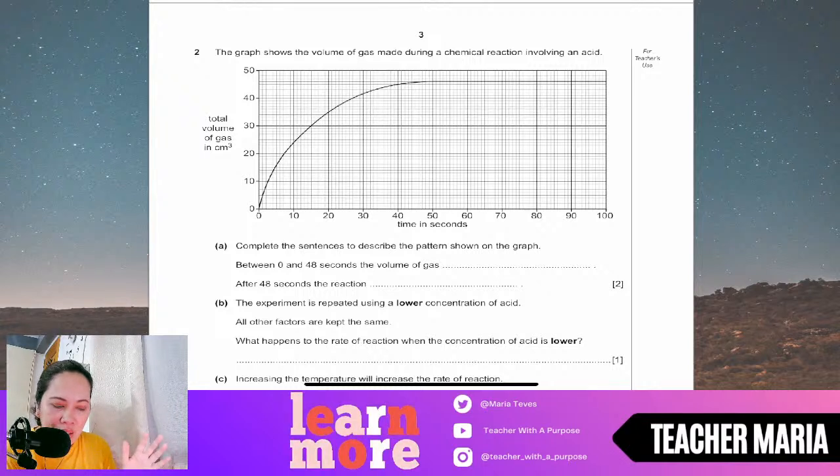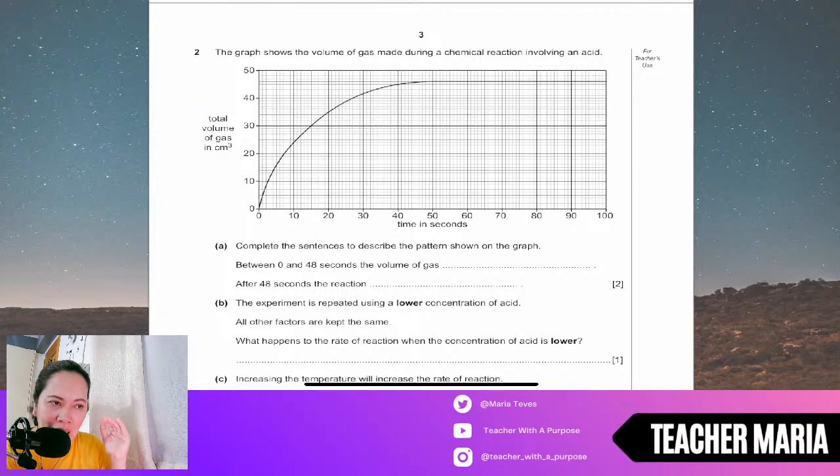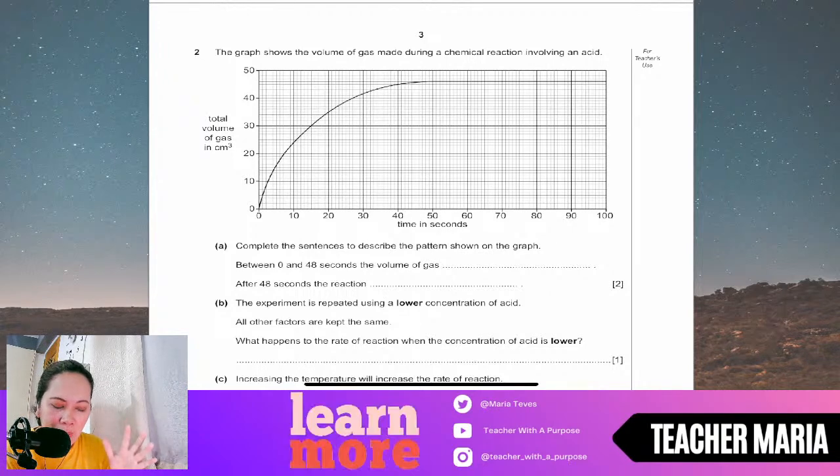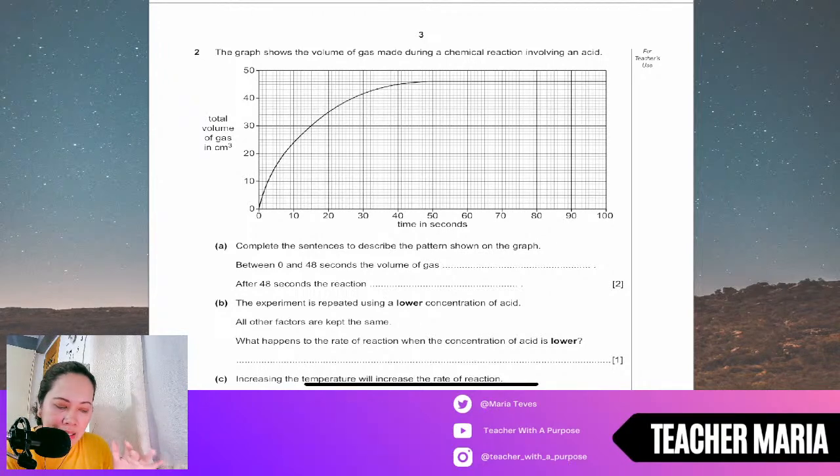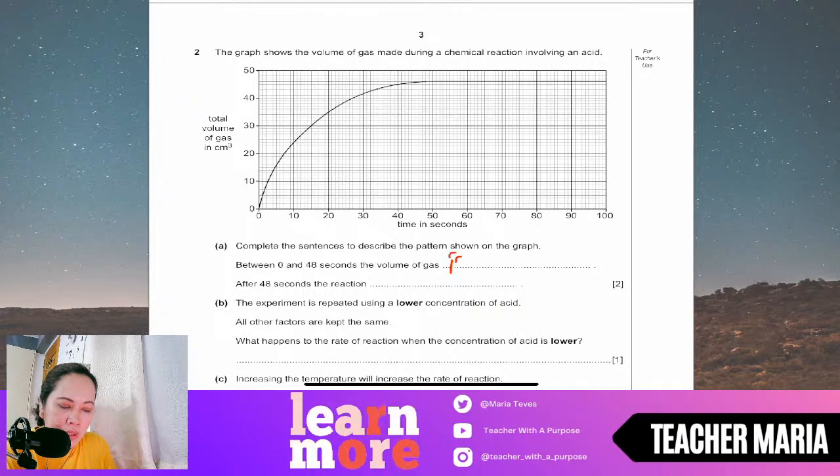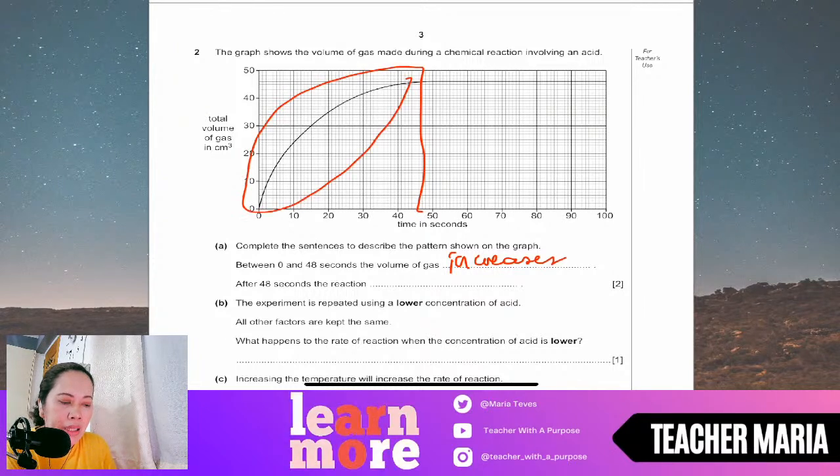So the first question is, complete the sentences to describe the pattern shown on the graph. If you would notice, it started with 0 and it increases, and sometime at 40 to 50, it was constant. It wasn't increasing anymore. So here, it says between 0 and 48 seconds, the volume of the gas increases. From 0 to 48, this part here, it is increasing.